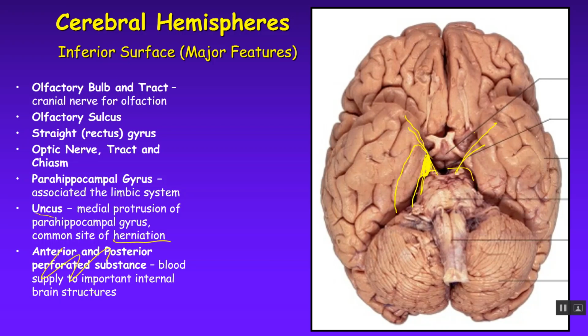Don't worry about the anterior and posterior perforated substance. It's just where some blood supply enters in. I don't know if you can see right there, some little holes. That's the anterior perforated substance. There's some more back in here. That's the posterior perforated substance, but I've decided you don't need to know that.